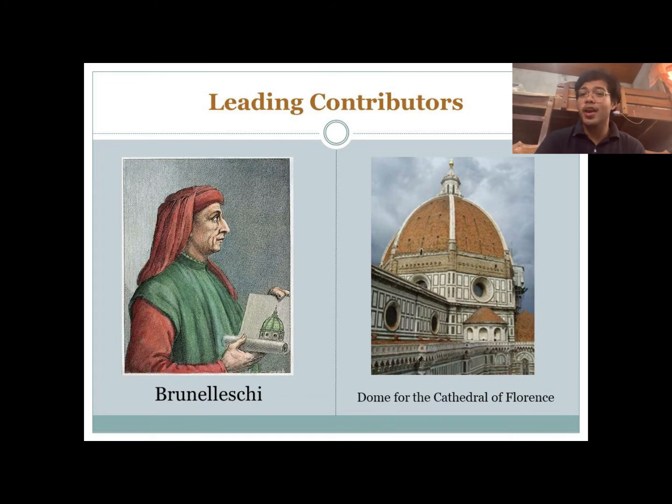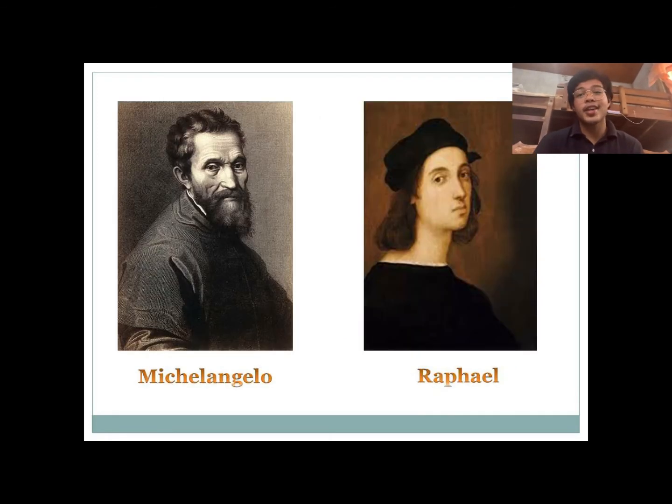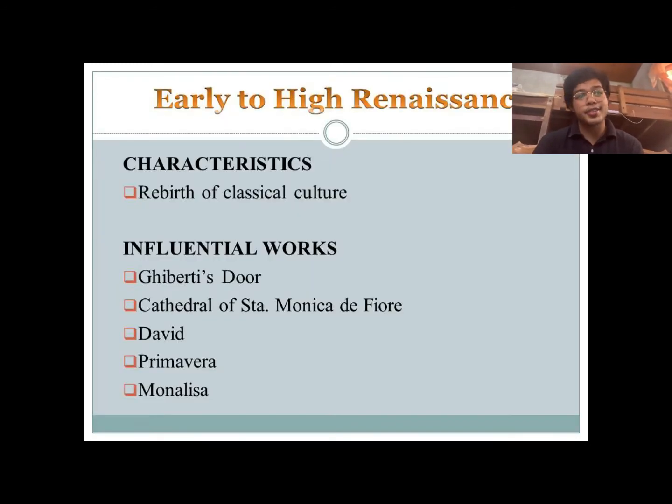In this period, we have the leading contributors. We have here Brunelleschi, who was made famous for creating the dome for the Cathedral of Florence. We have here Donatello, the very famous Leonardo da Vinci, Michelangelo, and Raphael. In the Early to High Renaissance, the characteristic seen in this period is the rebirth of classical culture.